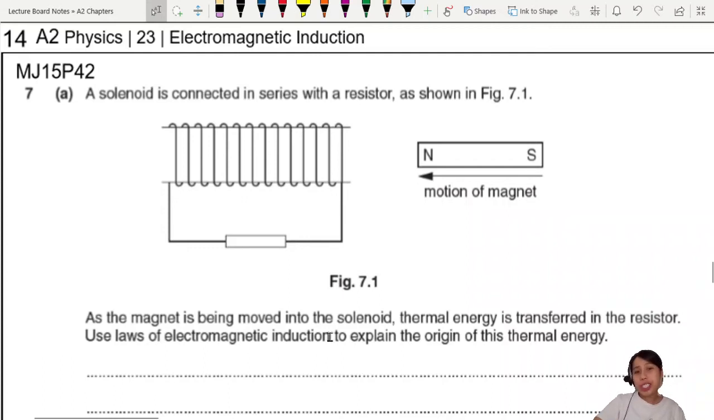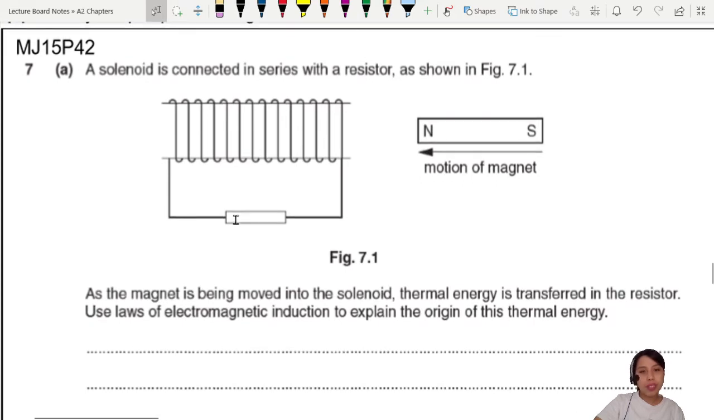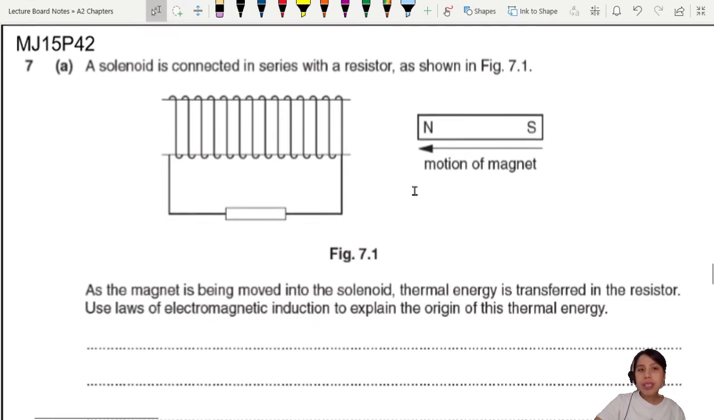MJ15, P42, question 7. A solenoid is connected in series with a resistor. Ooh, we have a resistor now. Usually it's a voltmeter. And you have a magnet approaching, and this is how the magnet is moving. As the magnet is being moved into the solenoid, thermal energy is transferred in the resistor. Use the laws of electromagnetic induction to explain the origin of this thermal energy.